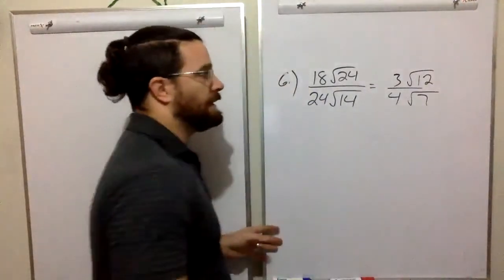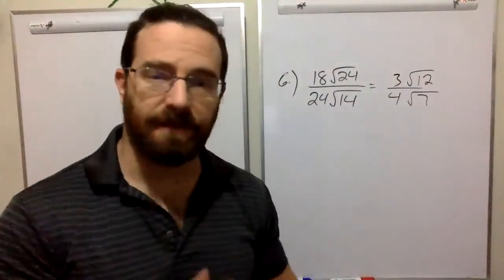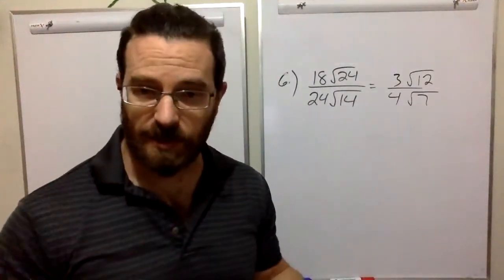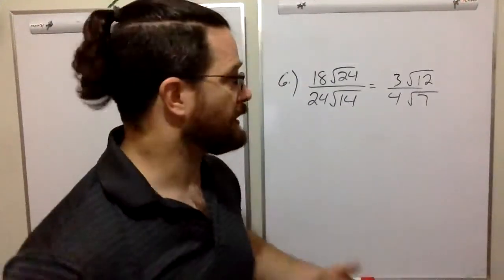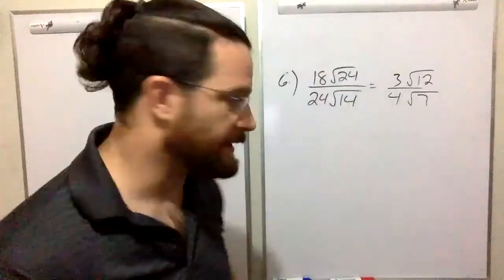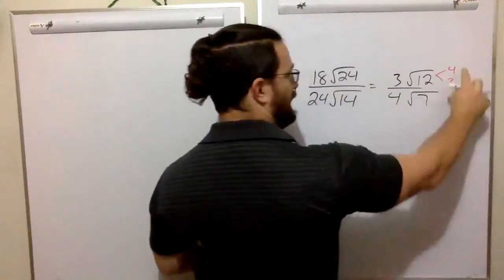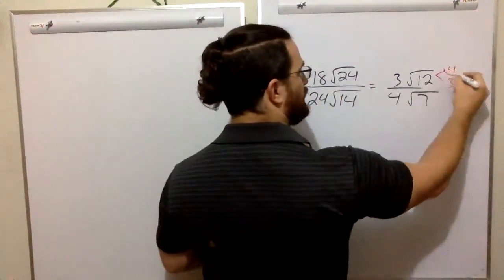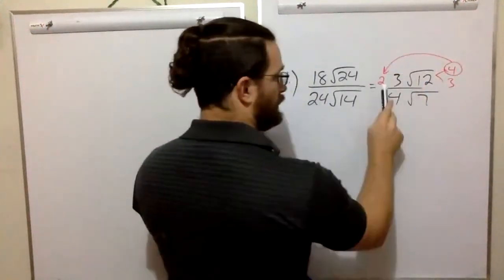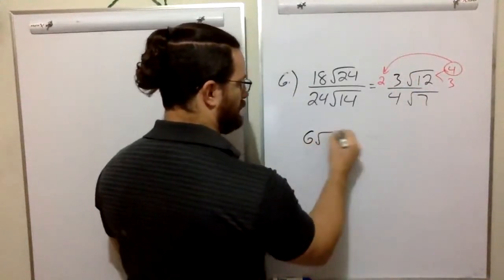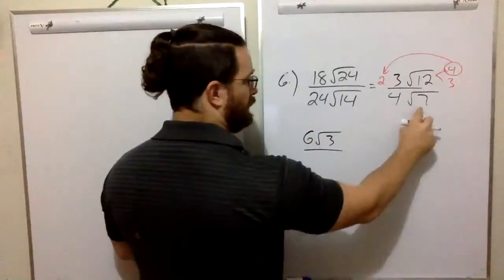From here, now let's see if we can pull out any perfect squares. Remember, I said if you see that a number can be divided by a perfect square, the easiest ones to recognize are when they're divisible by 4, divisible by 9. We can take out that perfect square. So right now the 12 has a perfect square inside it. So let's take out the 4. The 4 is going to come out as a 2. So 2 times 3 is 6. On the inside, I'm just left with radical 3. And then I have 4 radical 7 on the bottom.